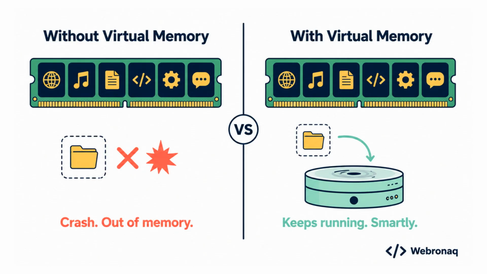You can keep opening tab after tab, app after app, and your computer just keeps going. It might slow down, but it doesn't die. That's because operating systems, Windows, macOS, Linux, all use a clever trick to extend your RAM beyond its physical limit. And that trick is virtual memory. Let me show you the core idea.